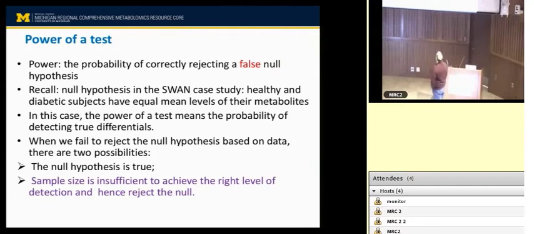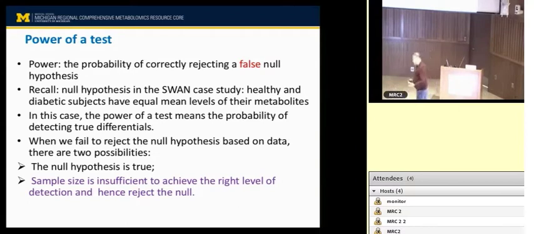So for example, if we go back to the Swan case study, one of the null hypotheses that we have, or the most common null hypothesis that you're interested in, is that, if you're agnostic, the mean levels of metabolites are the same. Suppose that the mean levels for a particular metabolite were different, then you would like to maximize the probability of correctly rejecting a false null. Because the null hypothesis always says that the levels are the same.